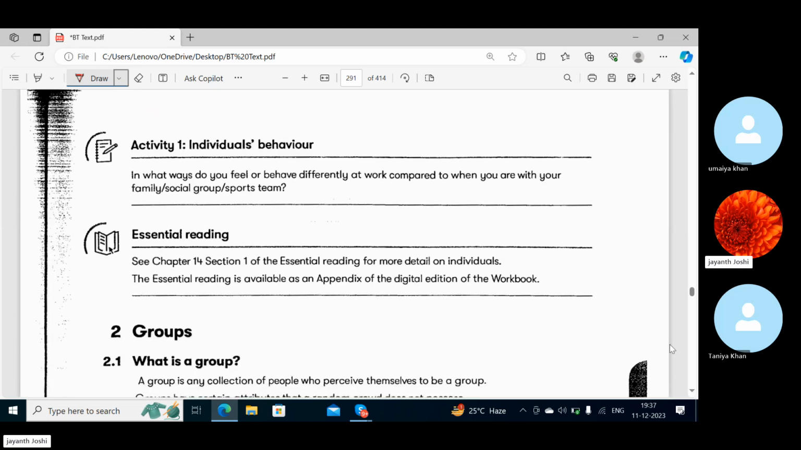So there's activity one. Please tell me the answer for this. In what ways do you feel or behave differently at work compared to when you are with your family, social group, or sports team? See, we try to be more formal, organized, right? Focused, correct? At the workplace, isn't it so? Yes, sir. A bit reserved too.